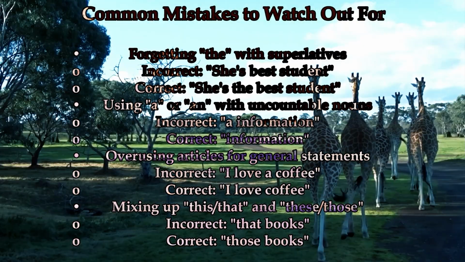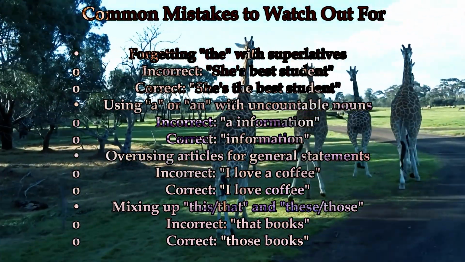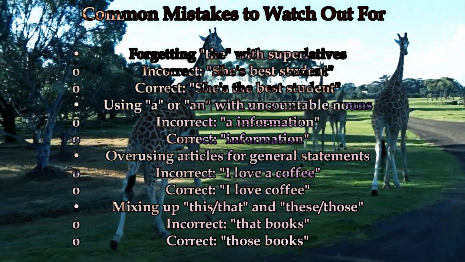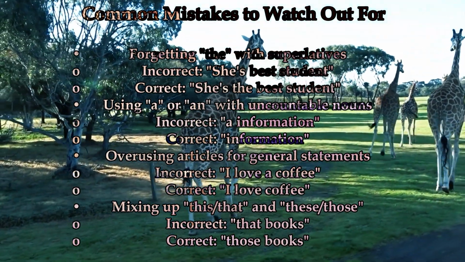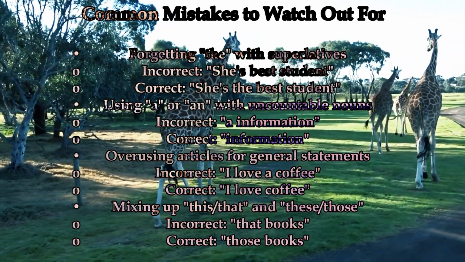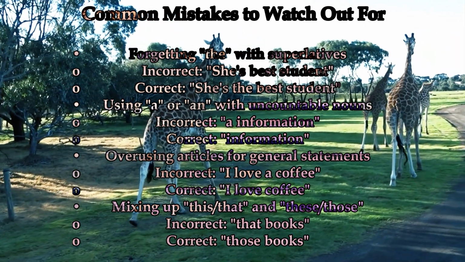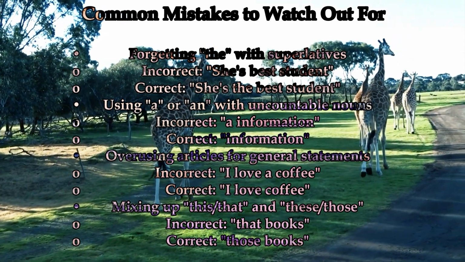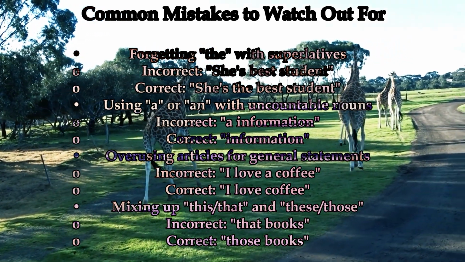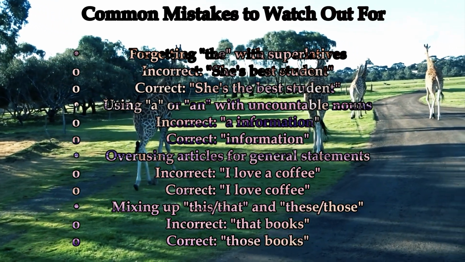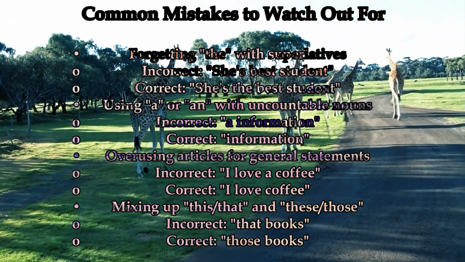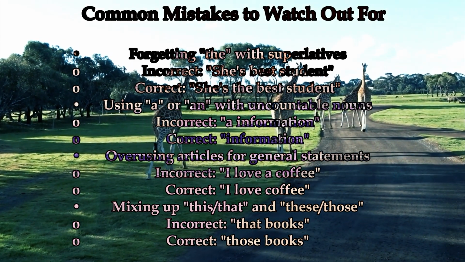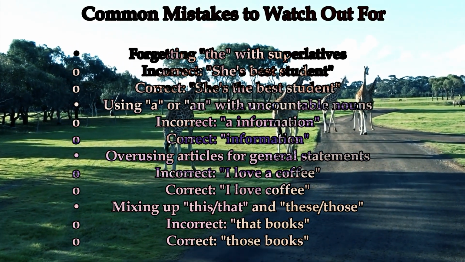Common mistakes to avoid. Being aware of common mistakes can help you avoid them in your own speaking and writing. Listen to these examples. 1. Incorrect: "She's best student in the class." Correct: She's the best student in the class. Remember to use the with superlatives. 2. Incorrect: "I need the information about the course." Correct: I need information about the course. Information is an uncountable noun, so it doesn't take an article.